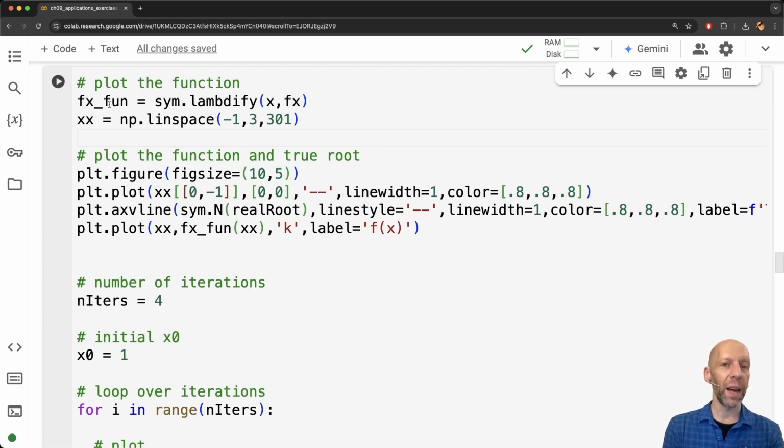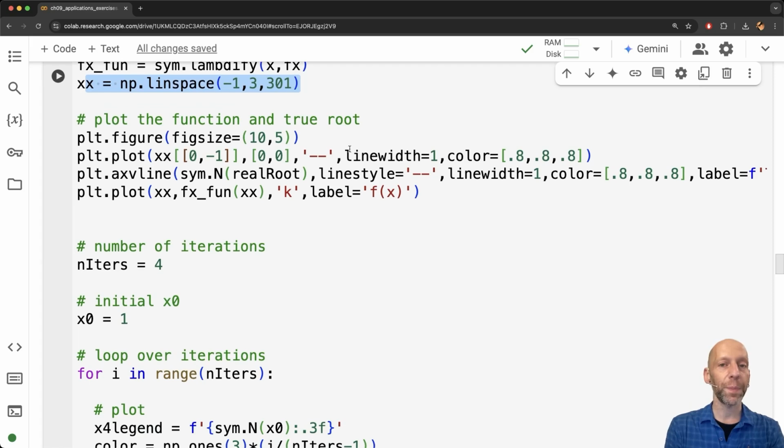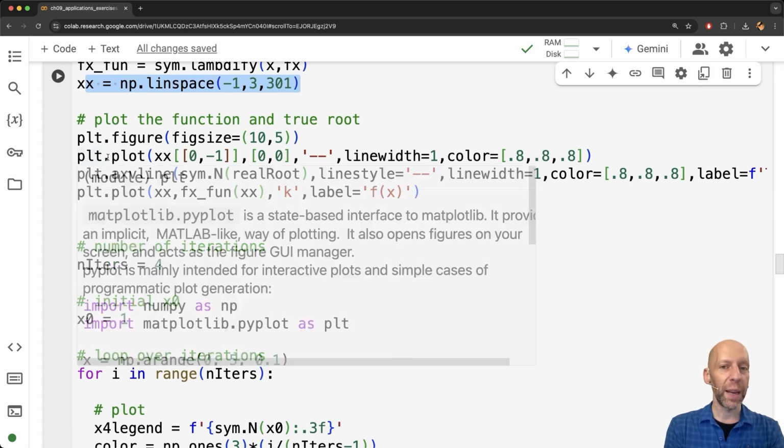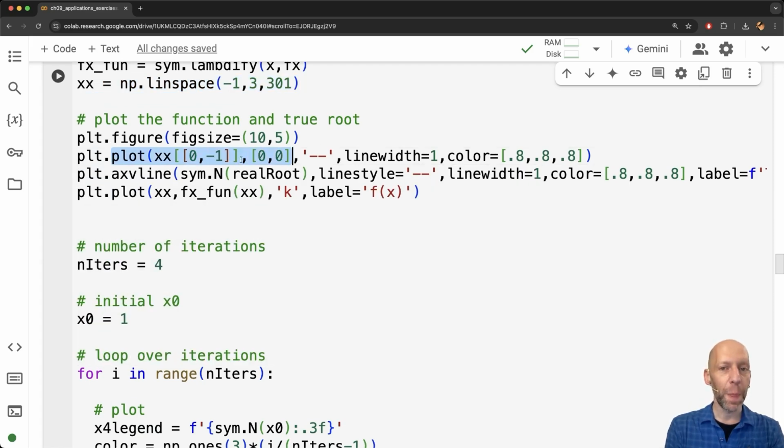Okay, so here I lambdify the function so that I can call it in plotting and evaluate it for particular numerical values for estimates of the root. And here are the values I'm going to use for the grid, so -1 to +3. Here I'm just generating a plot of the function, and here I'm plotting the real root with those dashed lines that I showed in the figure in the book.